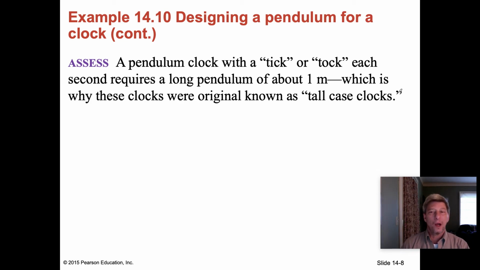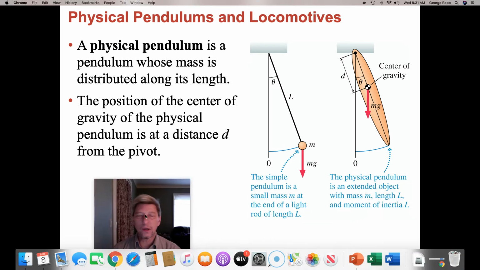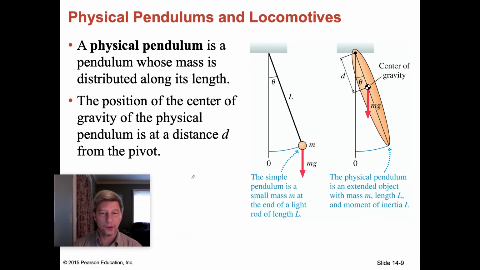Okay, so there we go. Now, a physical pendulum is very similar to that kind of pendulum, but this time the mass is distributed over the entire length of the pendulum itself. And so now, because the mass is not concentrated on the end like it is here, it's going to be concentrated at the center of gravity, which is located here.